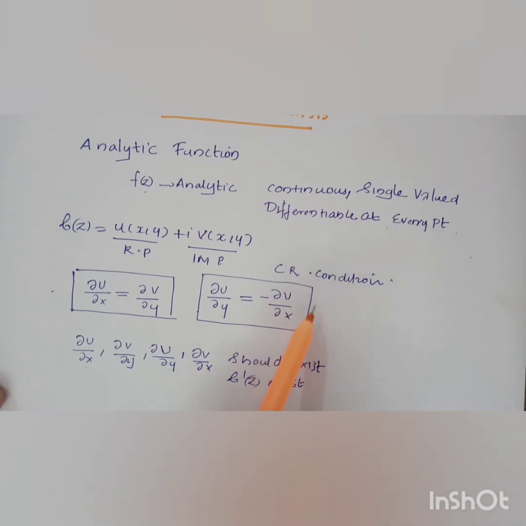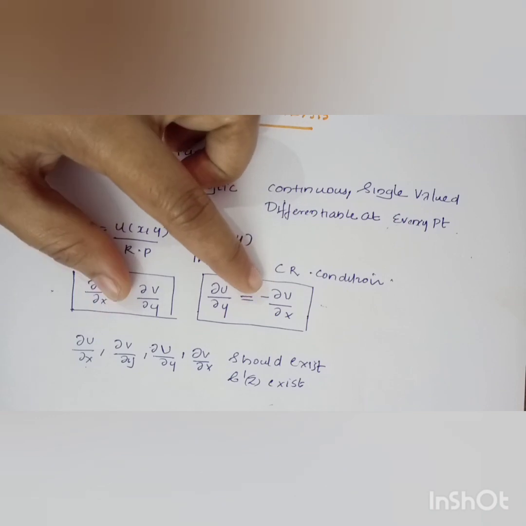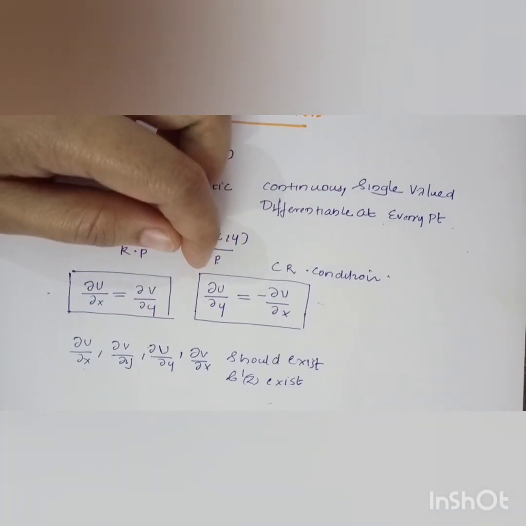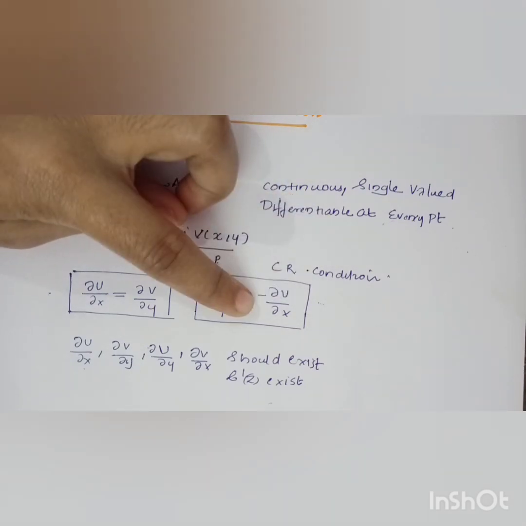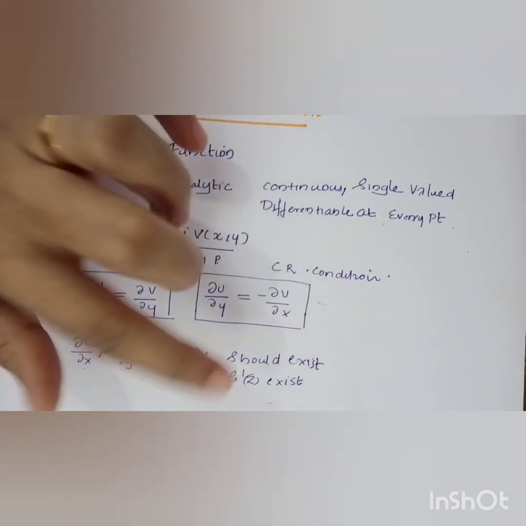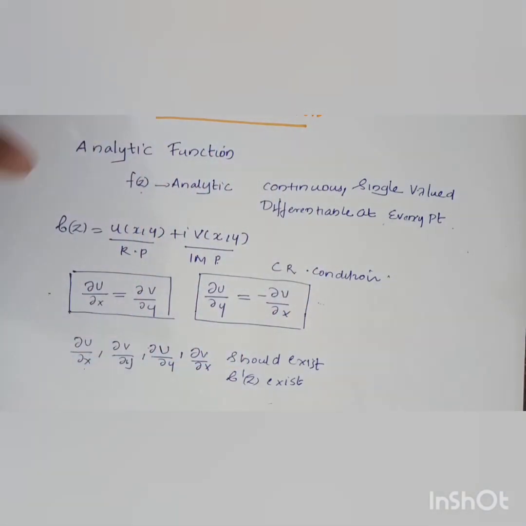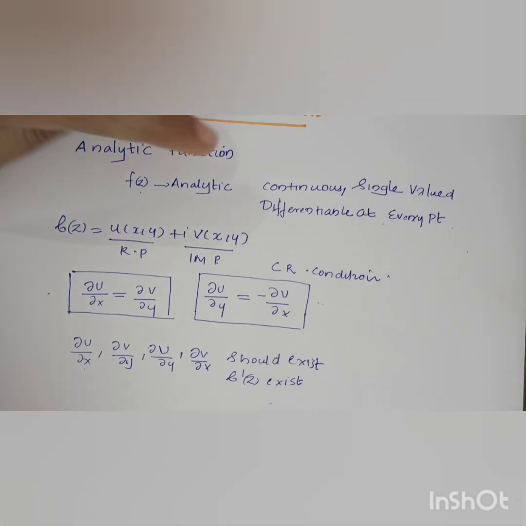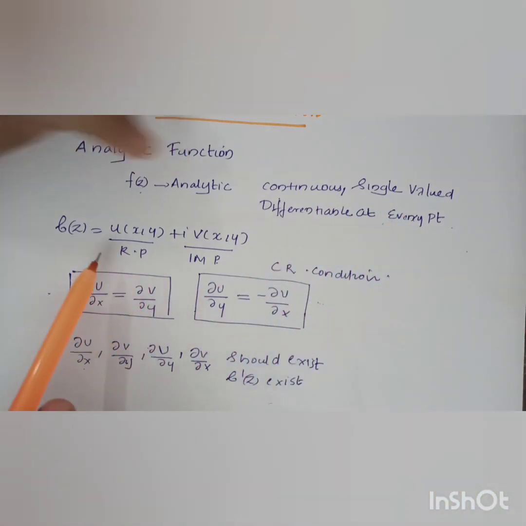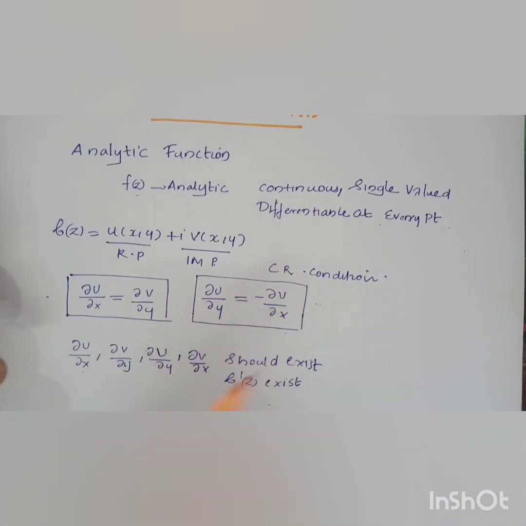So this is the necessary condition, the Cauchy-Riemann condition, and you have to learn it by heart: dou u by dou x is equal to dou v by dou y, and dou u by dou y is equal to minus dou v by dou x. These are the Cauchy-Riemann conditions followed by an analytic function. These are the sufficient conditions. So a function is analytic when it is continuous, single valued and differentiable at every point in the domain, and there is a necessary condition, the Cauchy-Riemann condition, and the sufficient conditions.